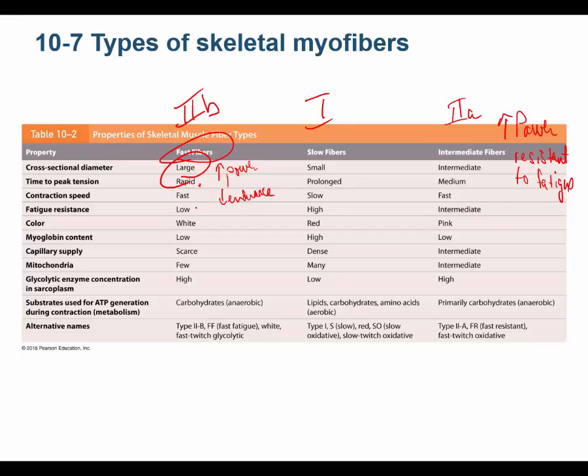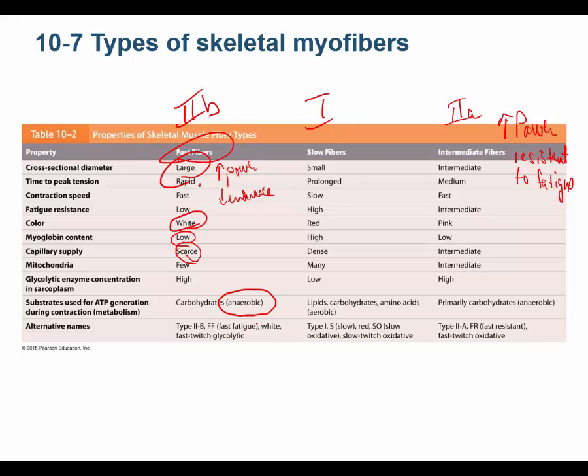Let me see. Color: white, or very pale anyway. Why? Myoglobin is low. In addition, look at the capillary supply. Scarce capillary supply. That's another reason why it's not a red fiber. And as you can imagine, because it has scarce capillary supply, it does a lot of anaerobic respiration. Why would it do that? Well, you're not supplying it with a lot of oxygen to begin with, so it does a lot of anaerobic respiration. So how can I target these for bodybuilding?